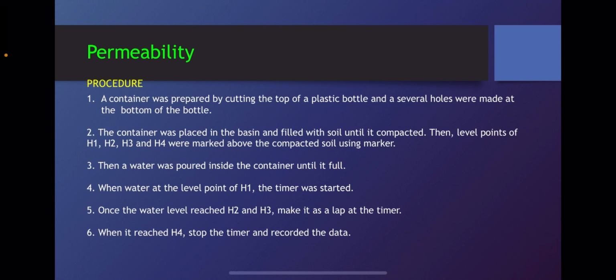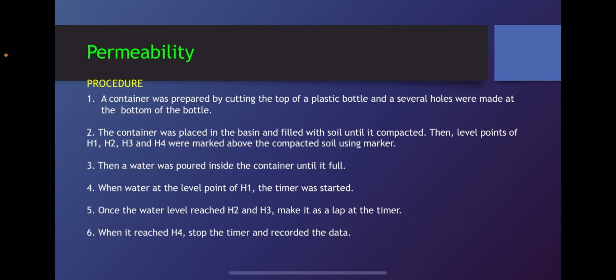So the procedure is, first, a container was prepared by cutting the top of the plastic bottle, and several holes were made at the bottom of the bottle. Second, the container was placed in the basin and filled with soil until it compacted. Then level points H1, H2, H3 and H4 were marked above the compacted soil using a marker. Then water was poured inside the container until it was full. When the water was at the level point of H1, the timer was started.